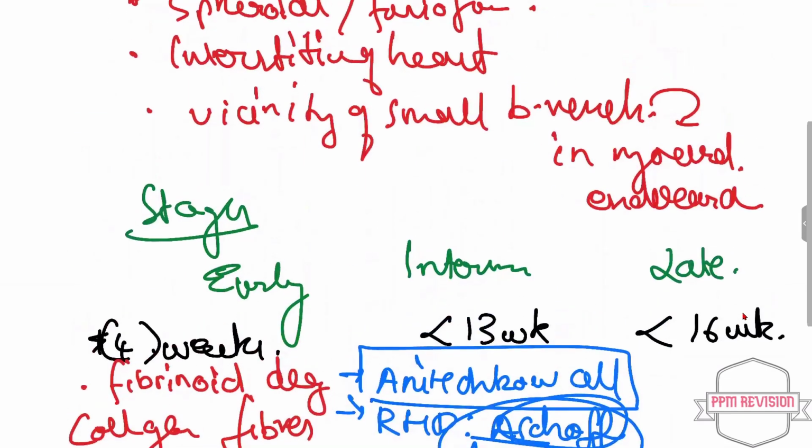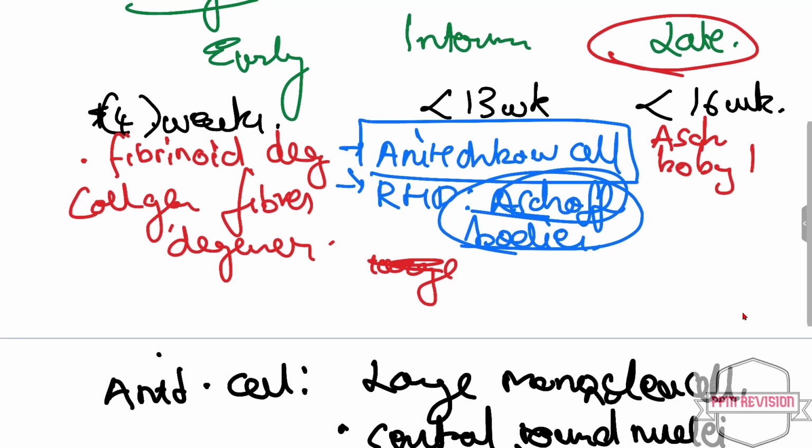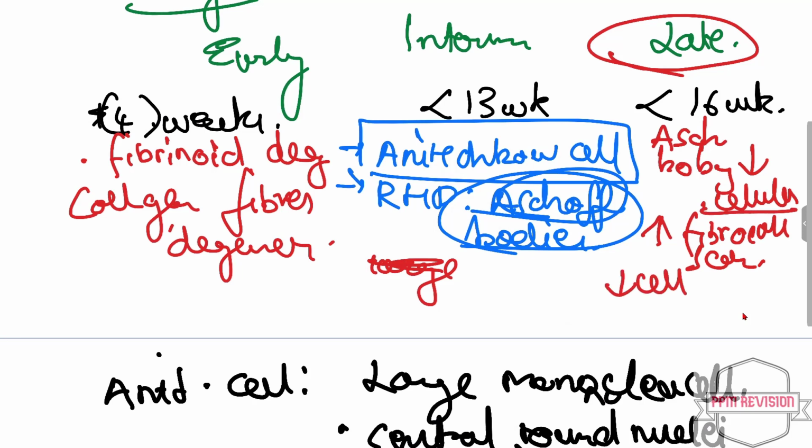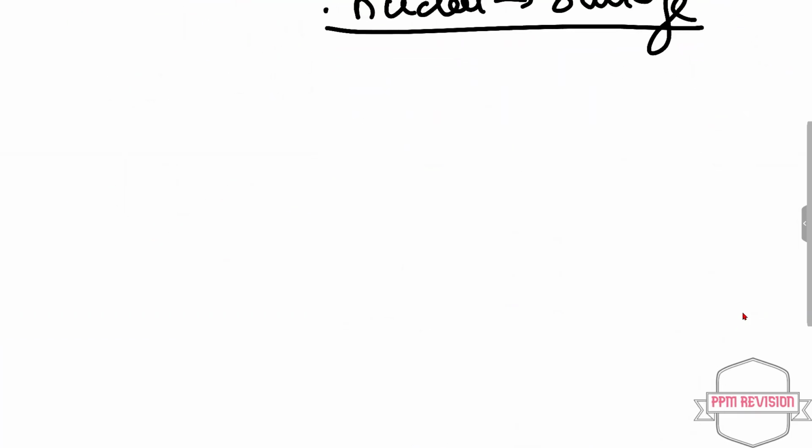And now I'm moving ahead to the late stage. In the late stage, what we are seeing is the Aschoff body becomes less cellular, and there's an increase in fibrocollagenous scar, and decreased cellularity as mentioned earlier. And now moving ahead to some of the extracardiac lesions associated.